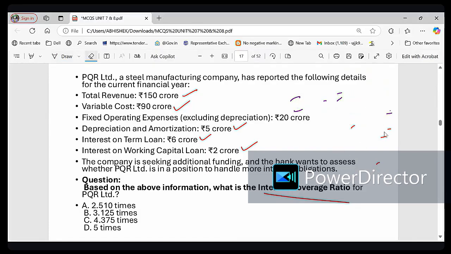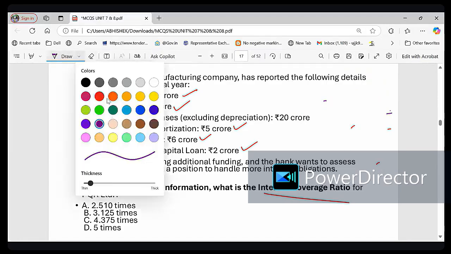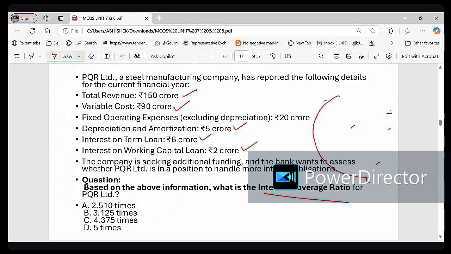Again, I will use that particular pie chart example. The pie chart example is the easiest way to calculate all this kind of thing. So let me again show you how to calculate. You draw this pie chart. Total revenue is 150 crore, so just write 150 here, and you draw a line like this. So this is your variable cost, 90 crore.